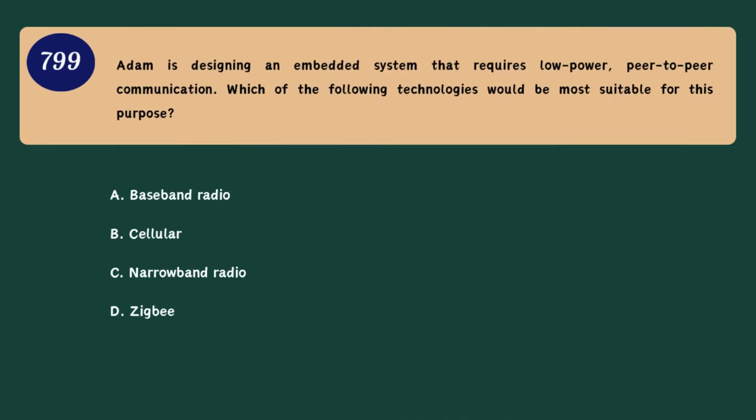Question 799. Adam is designing an embedded system that requires low-power, peer-to-peer communication. Which of the following technologies would be most suitable for this purpose? A. Baseband radio. B. Cellular. C. Narrowband radio. D. Zigbee.